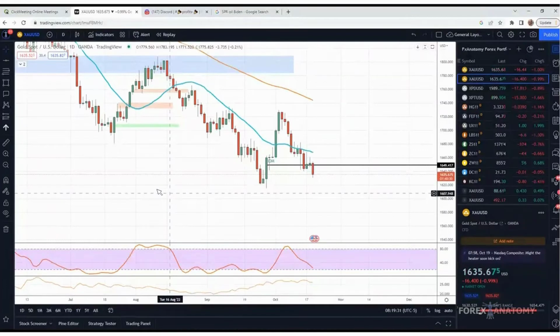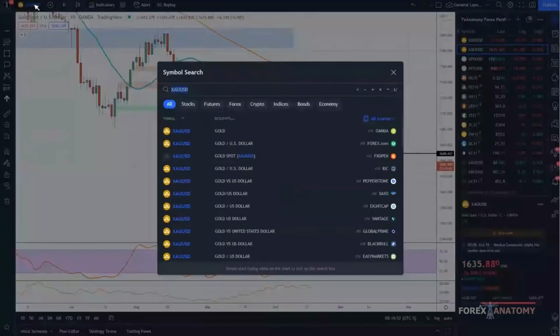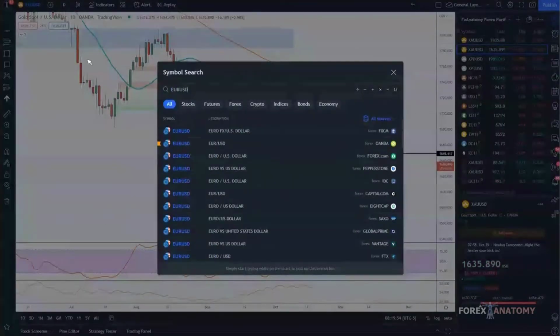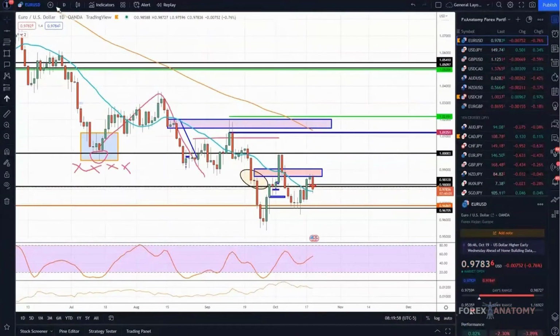All right. So we have a few more examples that we definitely want to look at when it comes to top-down analysis. We're going to do that right now. But before we do that, let's see how those other pairs are looking. So we looked at the Euro USD. Let's go there now. Euro USD, and let's go to the 1 hour.